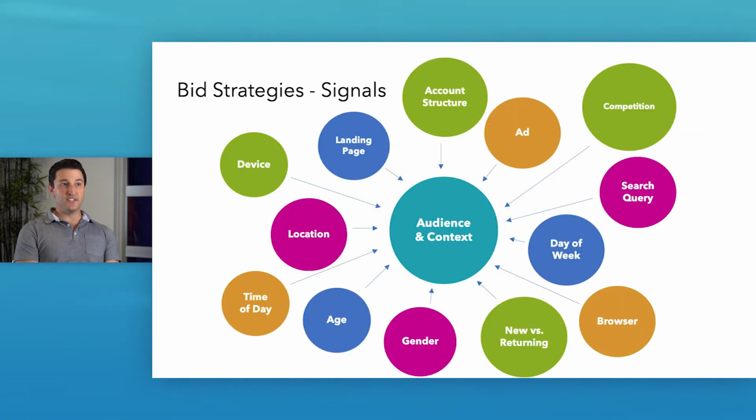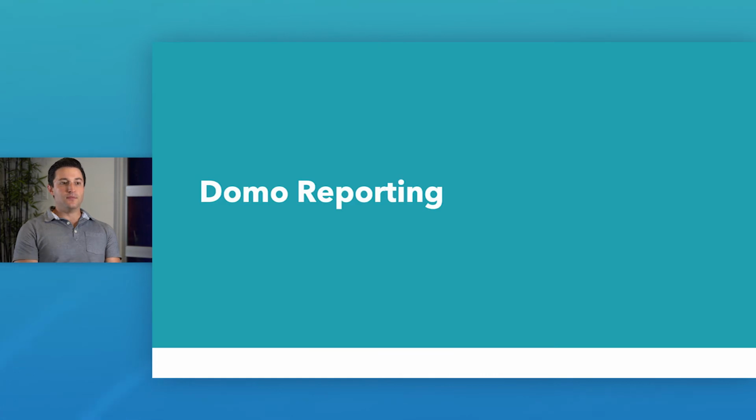Here are some examples of signals that the bid strategy uses. This is just a small sample size, but some of the things that it looks at are day of week, time, past search history, the actual search query, competition, age, gender, and other demographics.